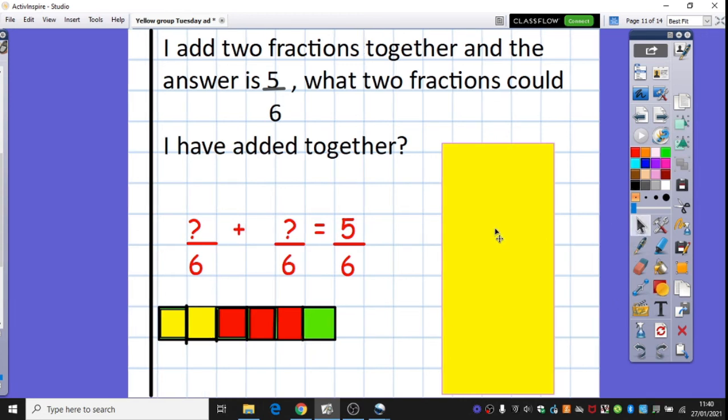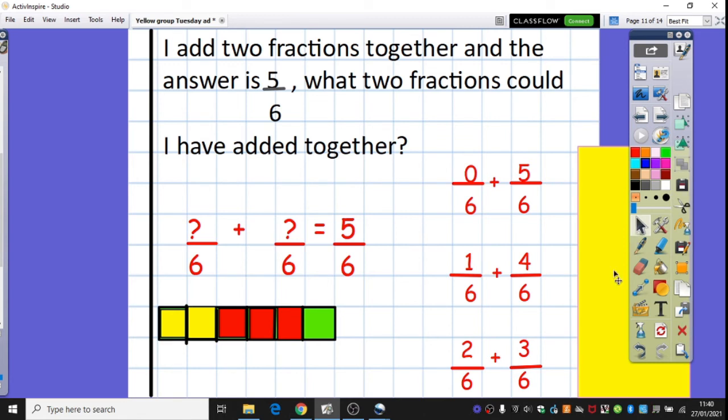So let's have a look, see if your example was there, and you might find the fractions were round the other way, but that's absolutely fine. So we've got 0/6 add 5/6, 1/6 add 4/6, like I say, you could have it the other way round, and 2/6 add 3/6. So there may be a question like this today where actually there is more than one answer, so look out for those.